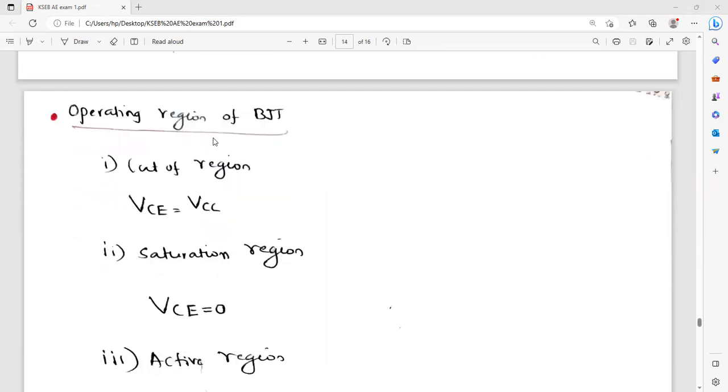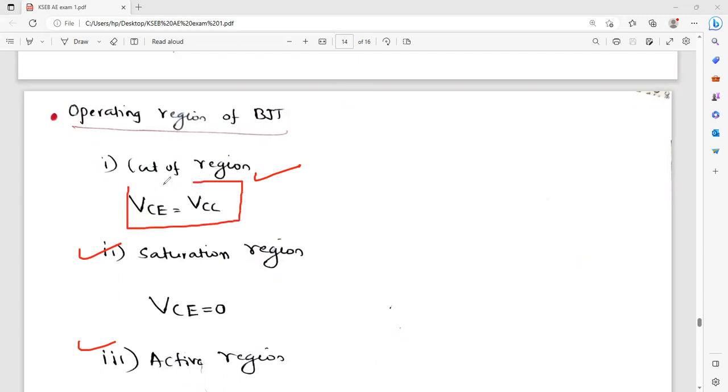So operating region, there are three types of operating region for every type of BJT. Cutoff region: in that, the emitter base junction and collector base junction both are in reverse bias condition. In saturation, both are in forward bias condition. What about the active region? Emitter base junction is forward biased, collector base junction is reverse biased. So these conditions you have to remember.